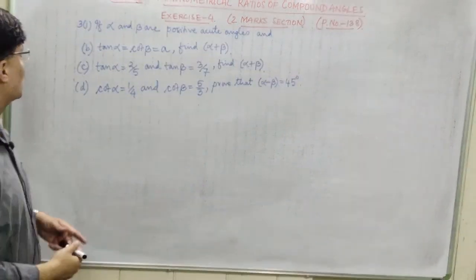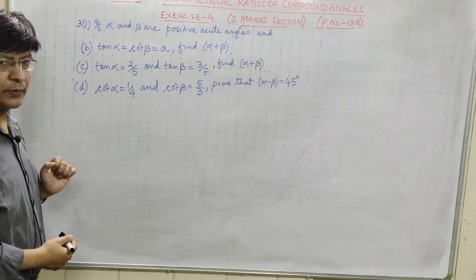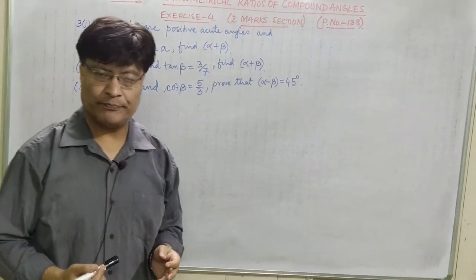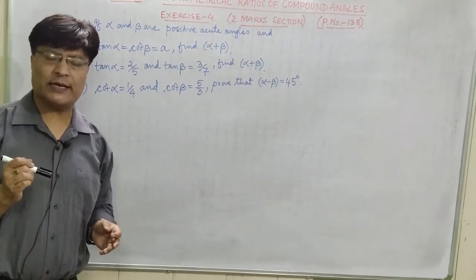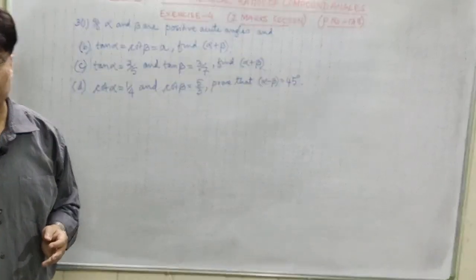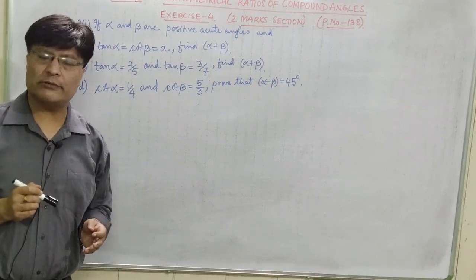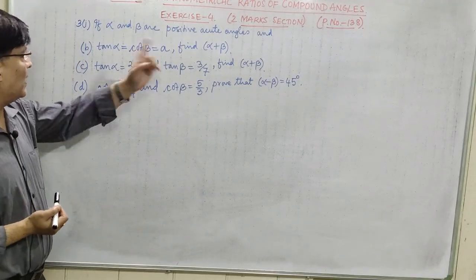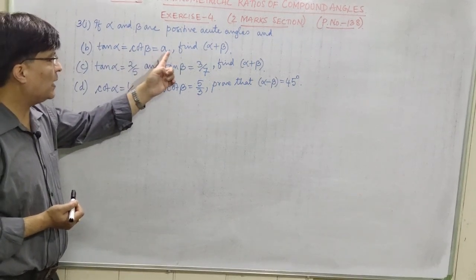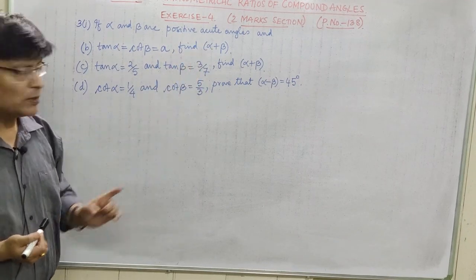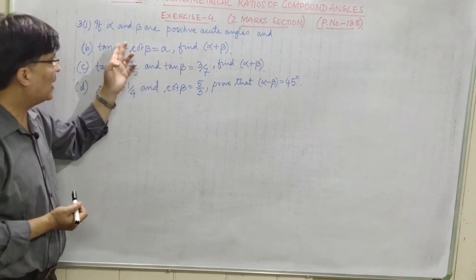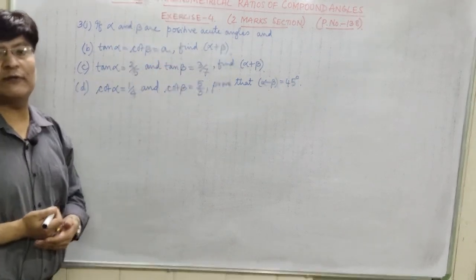So now we'll do the next question, that is 3.1 number B. The given here is, if alpha and beta are positive acute angles, all these angles lie in the first quadrant, and in the first quadrant all the trigonometrical ratios are positive. You know that, isn't it? And number B: tan alpha is equal to cot beta is equal to A. Find alpha plus beta. If tan alpha is equal to cot beta is equal to A, that means tan alpha is equal to A and cot beta is also A. You have to get the value for alpha plus beta.